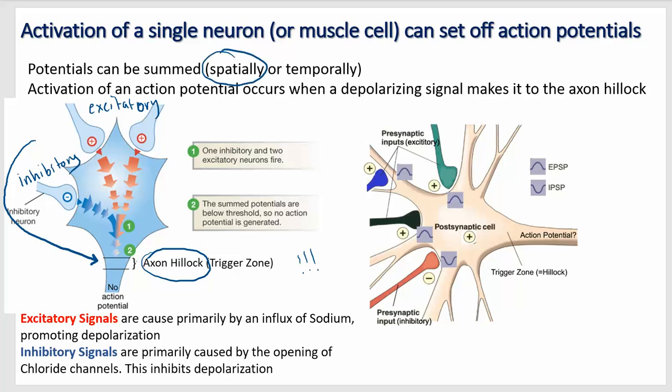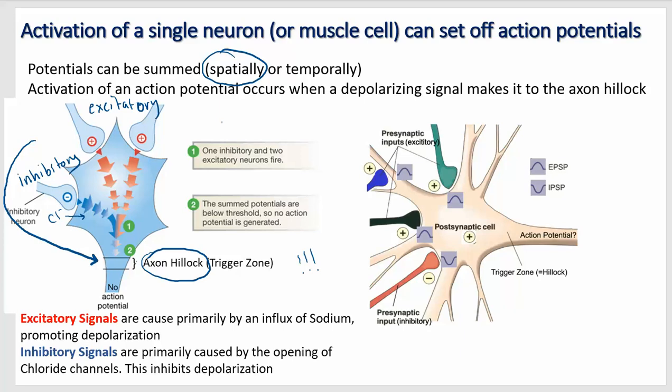But then that inhibitory signal kind of messed everything up, and maybe we released chloride into the cell. Remember, chloride is going to come in and try to keep it at -70. So maybe we put some negatively charged chloride into the cell, and it caused it to not depolarize. Okay. So spatially or temporally just means that you have a whole bunch of signals at one time. I've got a slide on it later.